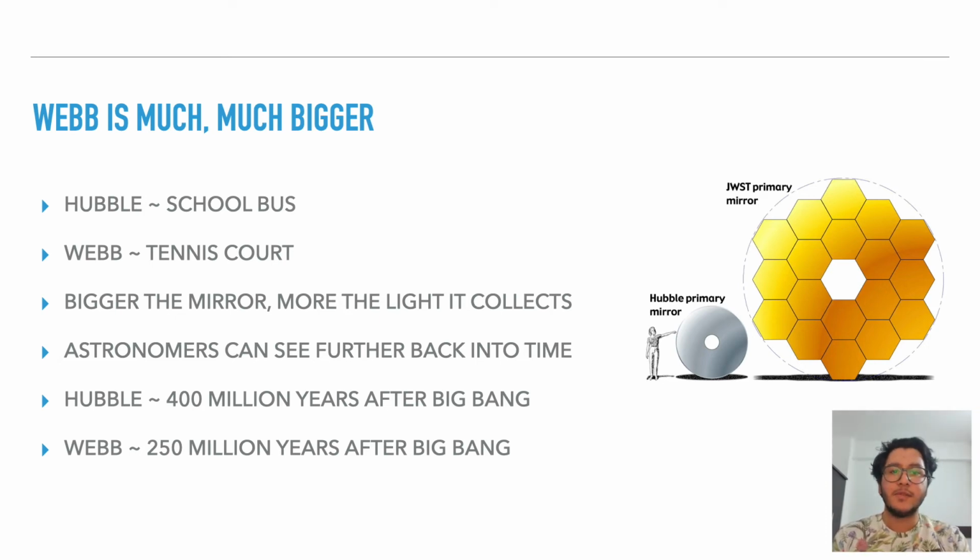But the actual size of the telescope isn't a key factor. The key factor is the size of the mirror, because the bigger the mirror, the more light it can collect, and so astronomers can see farther away into the past. To be precise, the James Webb Telescope's mirror is around 6 times bigger than the Hubble Space Telescope's. Hubble could see around 400 million years after the Big Bang happened, and scientists predict that the James Webb Space Telescope will be able to see around 250 million years after the Big Bang.